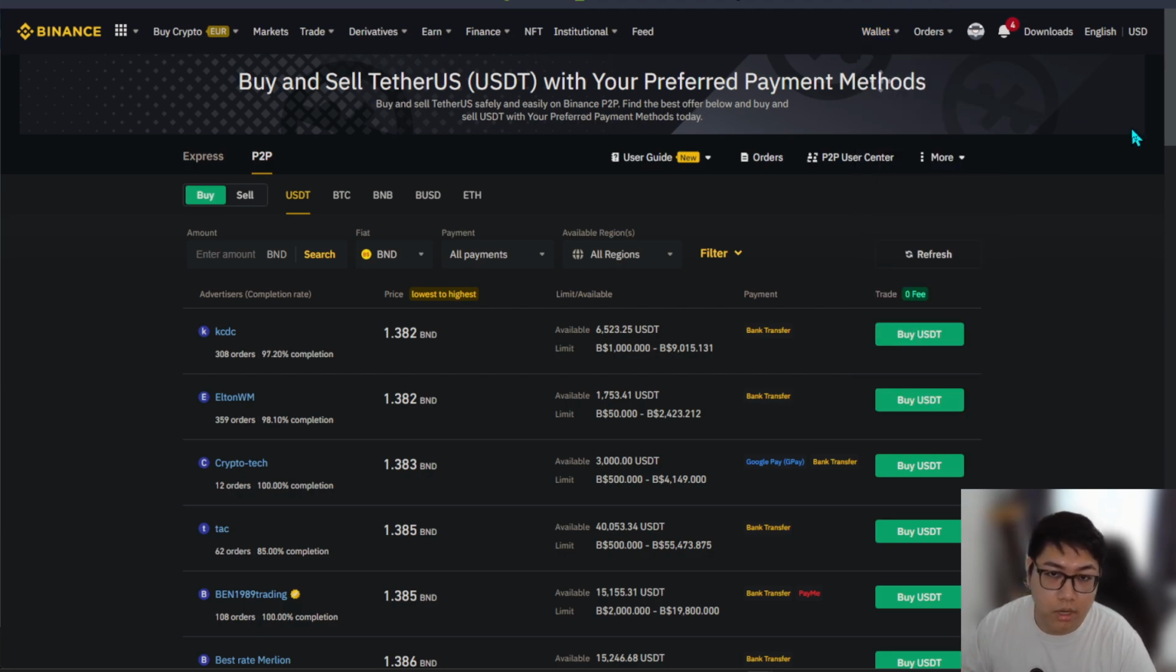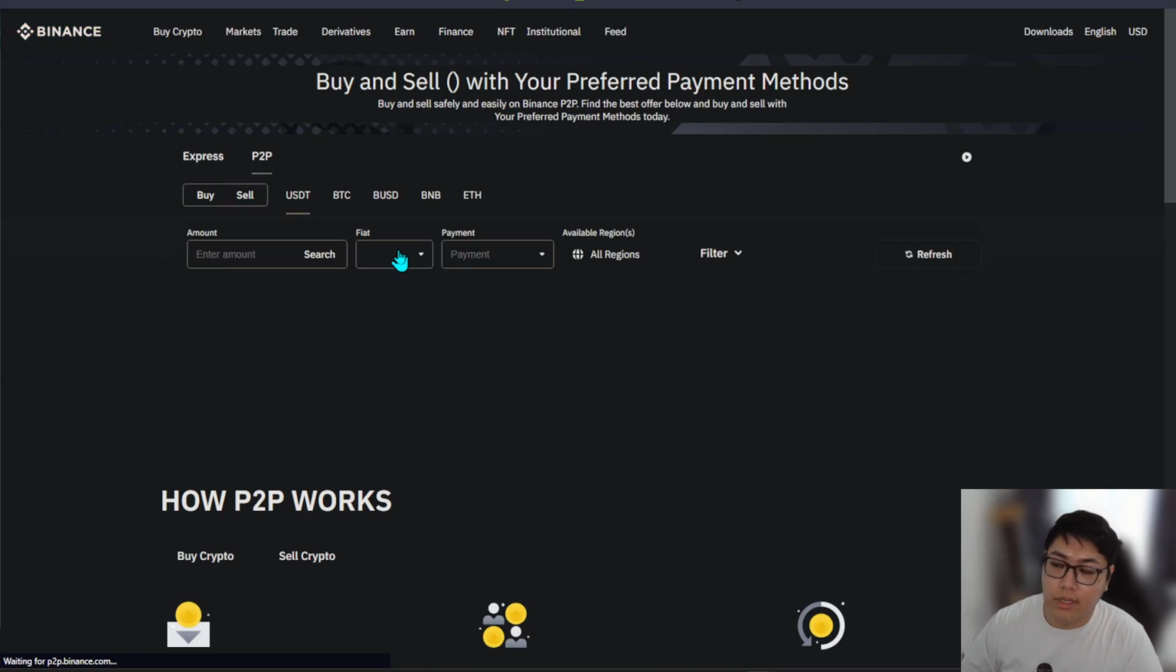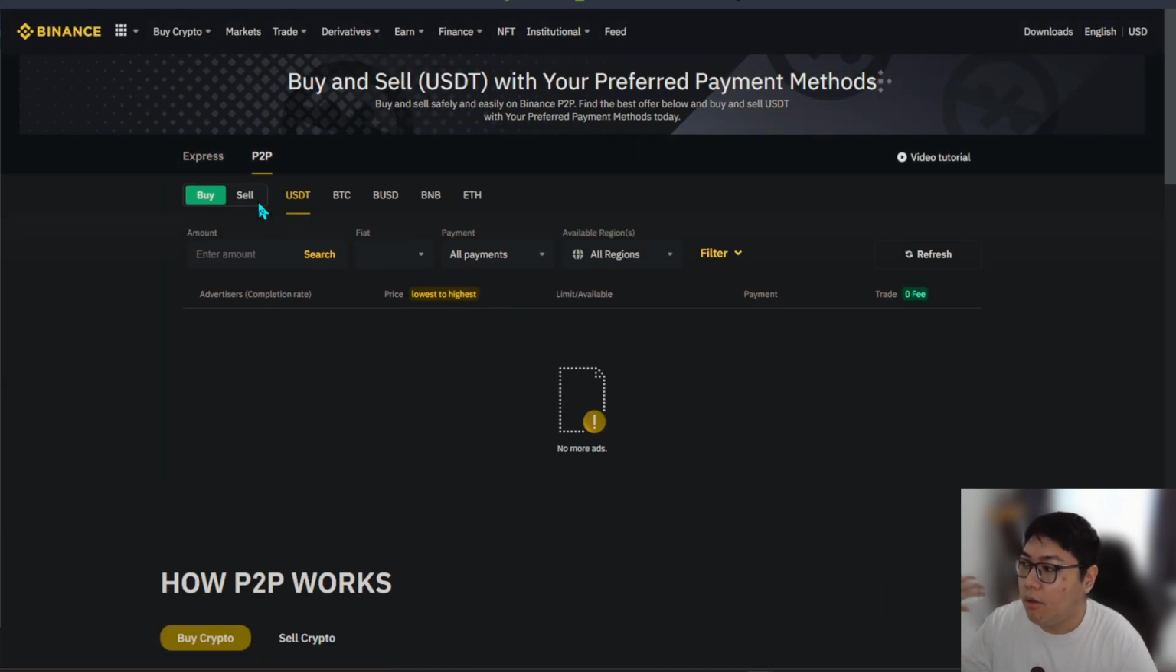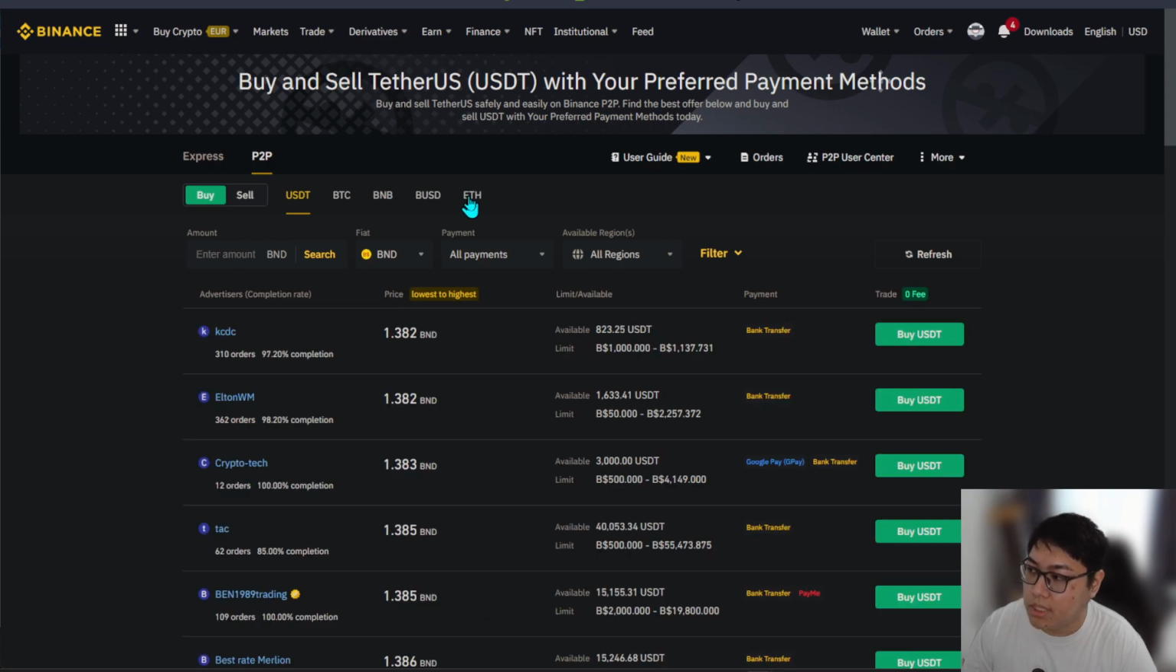Once it's done, log into your account, and the first step is to go to Trade. Under Trade, you will find peer-to-peer. This step is for you to buy your stablecoins. On Binance there are other crypto options, like over here you can see you can buy US Tether, Bitcoin, Binance token, BUSD, and Ethereum. I'm going to focus solely on US Tether because it is the traded pair among all of the cryptocurrencies, so almost all of the exchanges support US Tether.